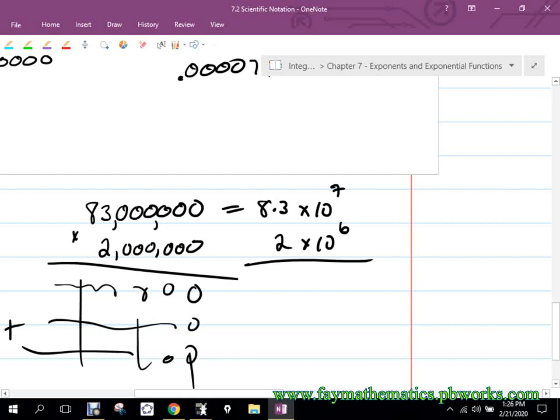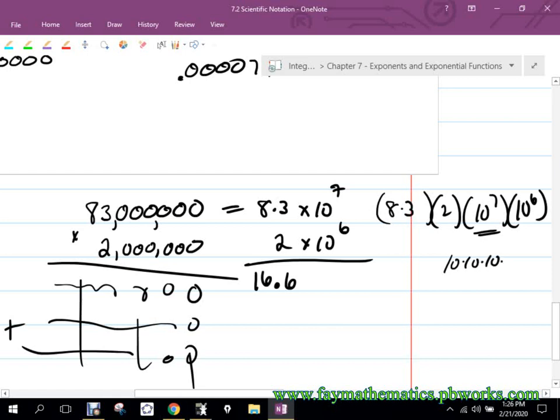What's 8.3 times 2? 16.6, okay? So here's the idea of what this means. We're taking 8.3 times 2, but we've got the 10 to the 7th and the 10 to the 6th still, right? What's 10 to the 7th really mean? 10 multiplied 7 times, right? And 10 to the 6th means that 6 times, right? So how many 10 times 10s would you really have? If I wrote the 7 out and then multiplied by the 6 written out, there would be a total of 13.